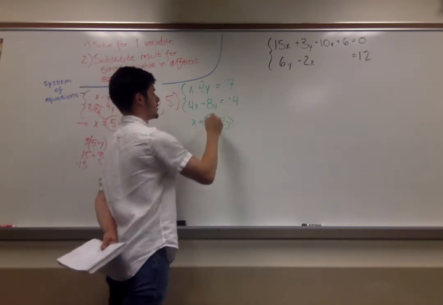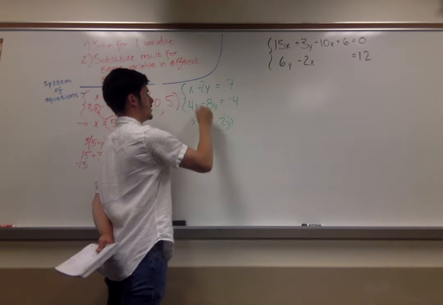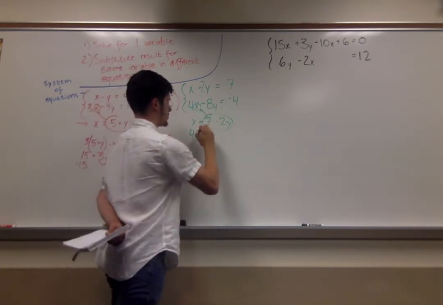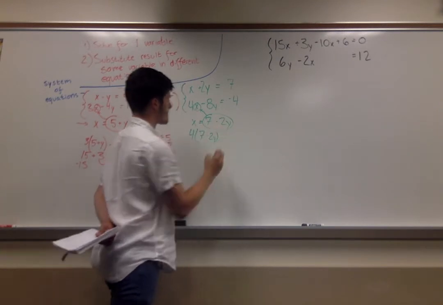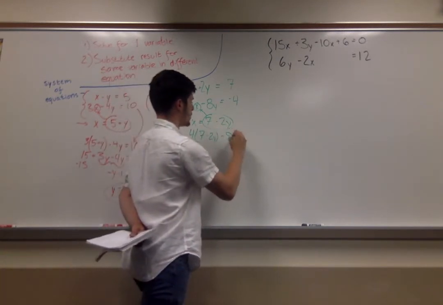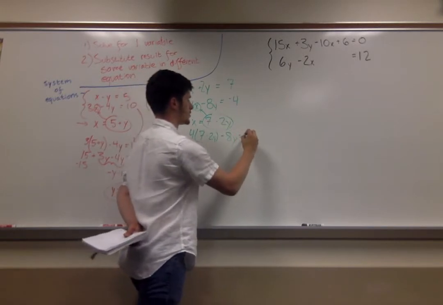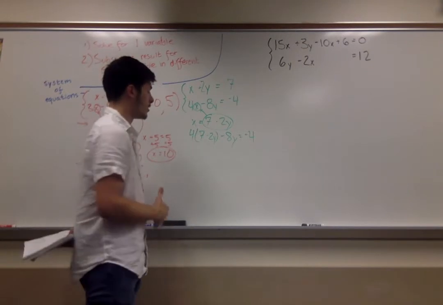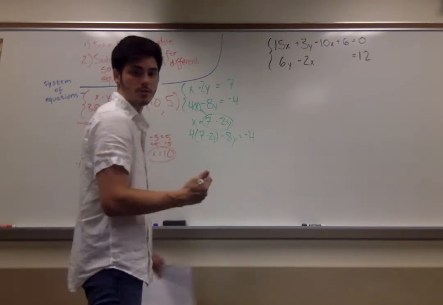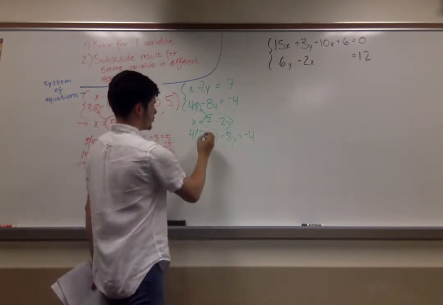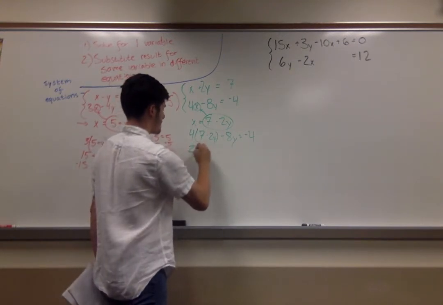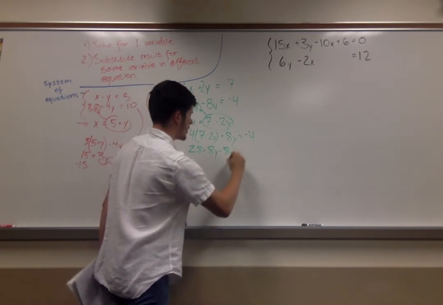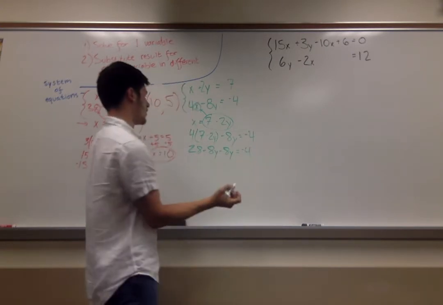And we're going to take that and plug it in here. And so we'll have 4 times (7 minus 2y) minus 8y equals negative 4. Same thing, we're just going to distribute, make sure we do all our math correctly, and we can solve from here. So we'll distribute, and we'll have 28 minus 8y minus 8y equals negative 4.